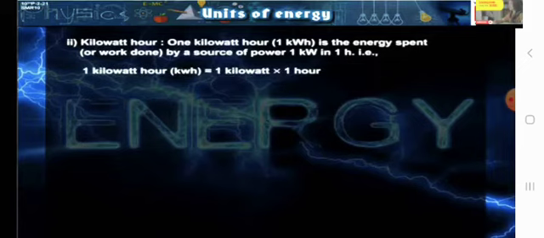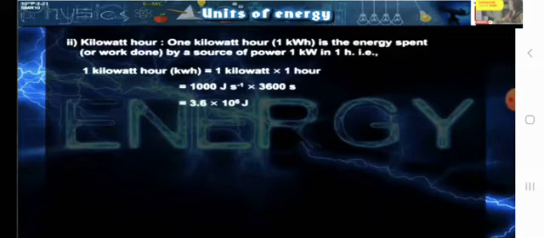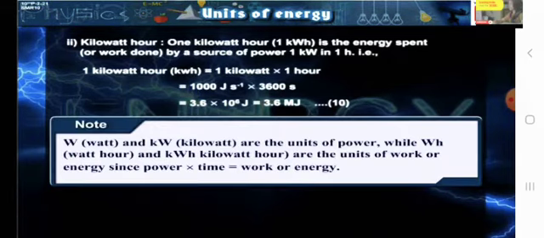Second, kilowatt hour. 1 kilowatt hour is the energy spent or work done by a source of power, 1 kilowatt in 1 hour. That is, 1 kilowatt hour is equal to 1 kilowatt into 1 hour, which equals 1000 joule per second into 3,600 seconds, which equals 3.6 into 10 raised to 6 joule equals 3.6 megajoule. Let this be equation 10. Note, watt and kilowatt are the units of power, while watt hour and kilowatt hour are the units of work or energy, since power into time is equal to work or energy.